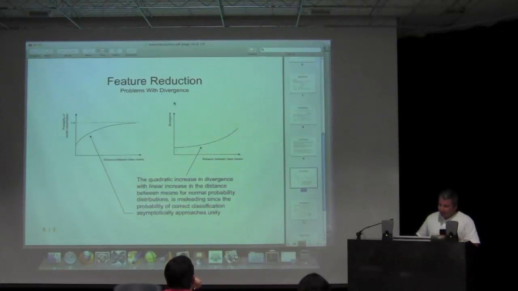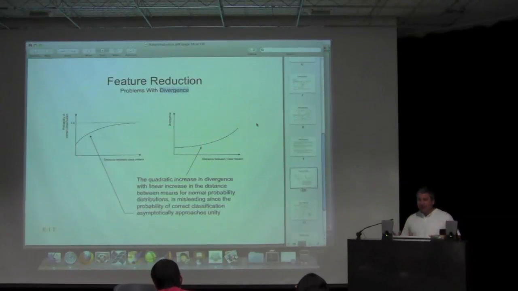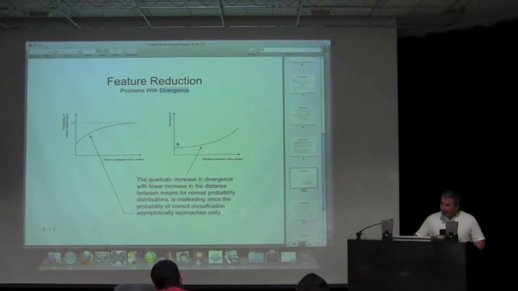So while this all makes sense, if you believe the derivation that Swain and Davis went through, and that's the final equation, it doesn't behave quite the way we want it to. I'd rather see this curve plateau. I'd rather see the divergence, or some measure of separability, plateau as I increase the distance between classes. And I'd like to see it plateau at the same place where this asymptotically approaches 100%.